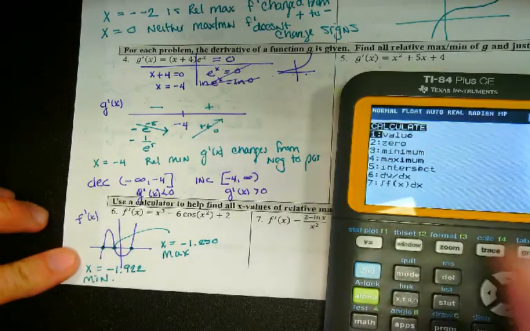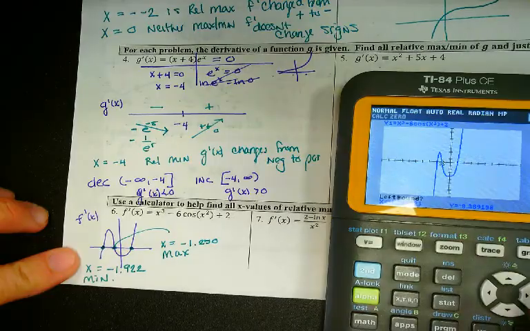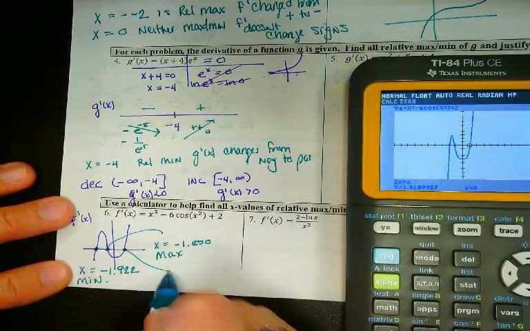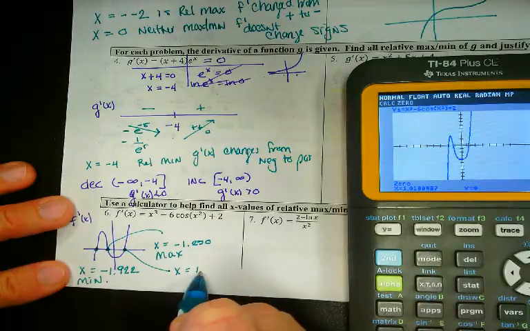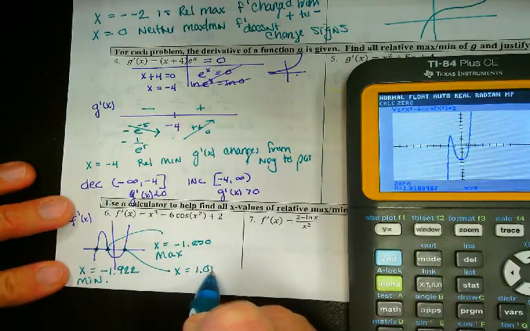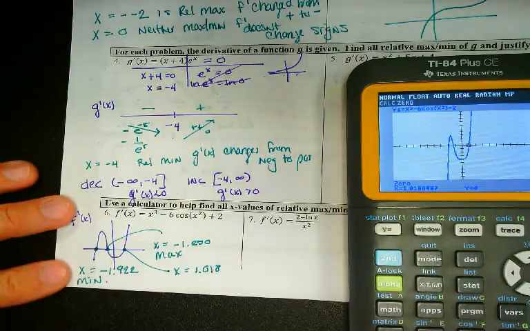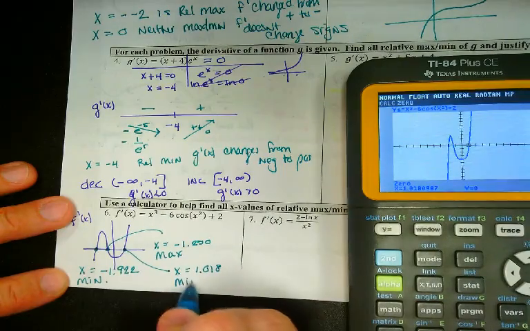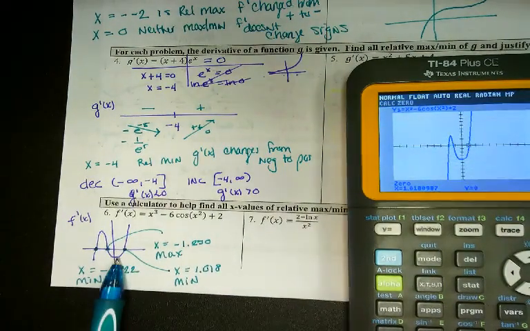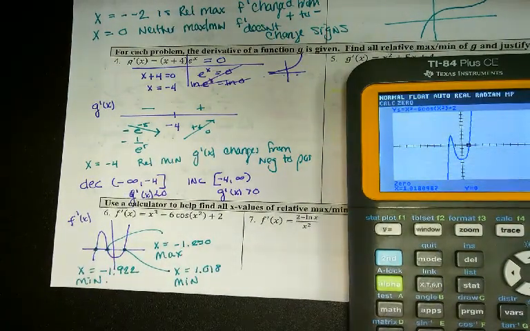And then I'll get that last one. Go to the left and the right. I'm getting a 1.018. And that's a min. F prime is changing from a negative to a positive.